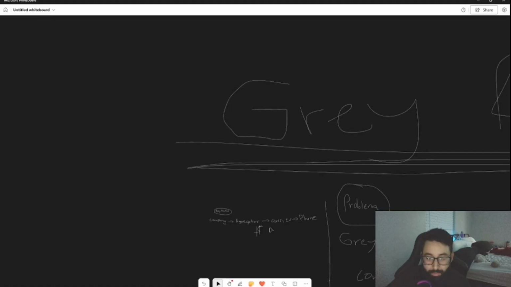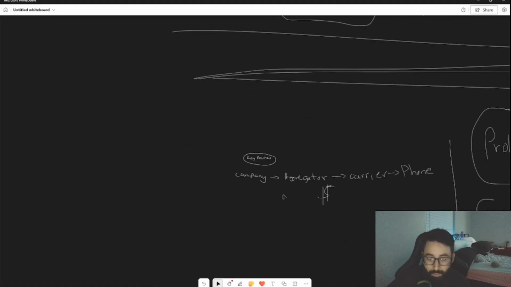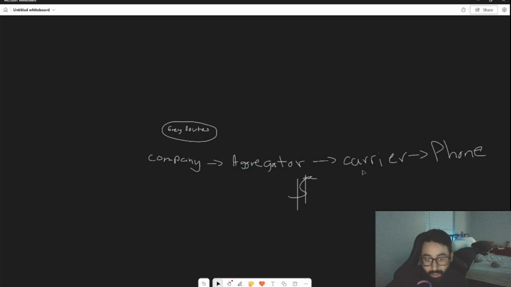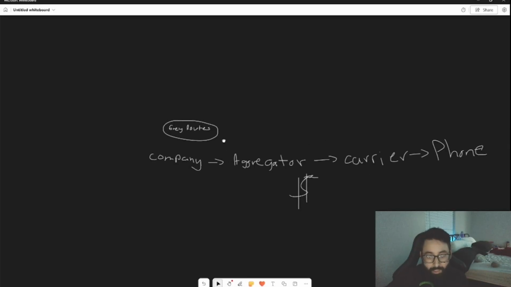So what are gray routes? Gray routes are basically illegal routes that middlemen, which are aggregators, take. The problem with that is they don't really care. They'll do it just so that they can make money, regardless of whether or not the message or the call goes through. They still get paid regardless, but they choose the cheapest route. Sometimes those routes are not reliable.